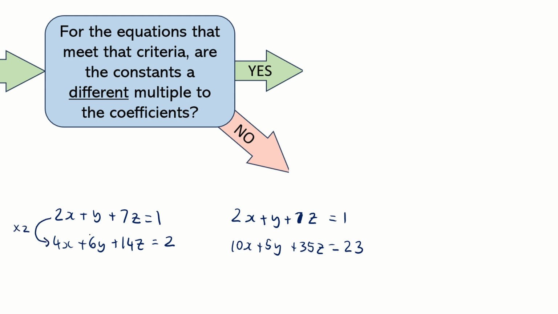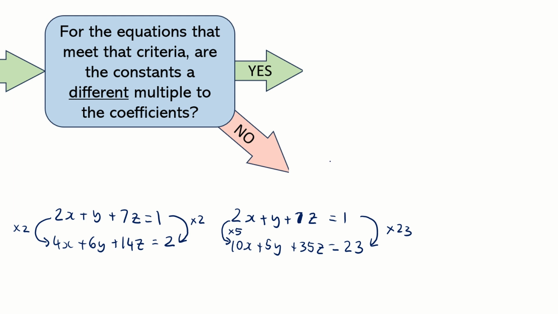Now, the difference between these two scenarios is that in the first scenario, we notice we're multiplying all the coefficients by 2 on the left-hand side to get the equation below, but we're also multiplying the constant on the end by 2. So because we're literally multiplying everything in the equation by the same number, we've got a common multiple across both equations. Whereas in the second set of equations, we're multiplying the coefficients by 5 to get from the first equation to the second equation, but the number on the end, we're multiplying by 23. That means we're not multiplying by the same thing. We've got different multiples to the coefficients.